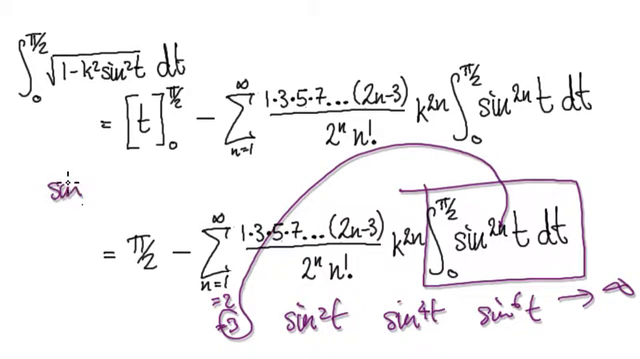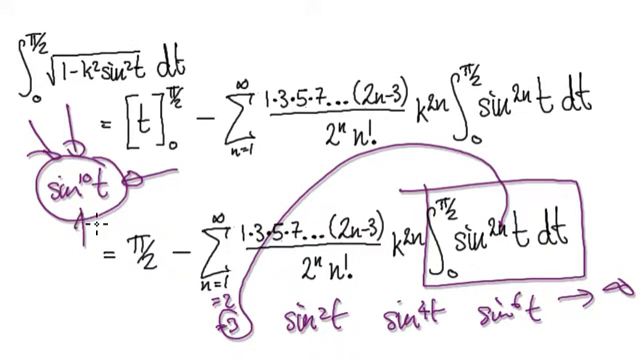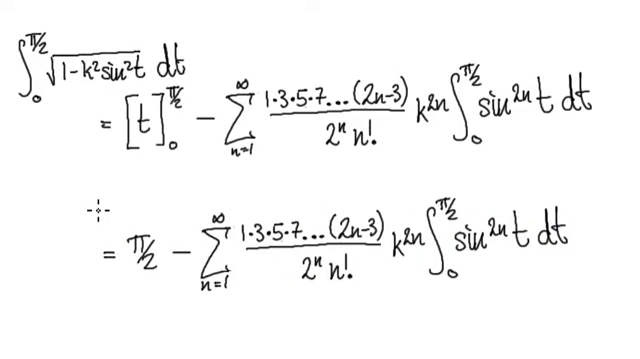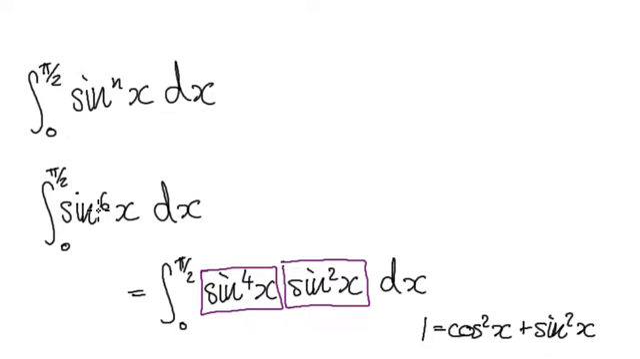So we need a quick way of being able to integrate, let's say, sine to the power of 10t. We need a quick way of integrating something like this. Well, a quick way of doing this would be for us to use the reduction formula. So we've already seen the reduction formula. So before I remind you of what a reduction formula is, let me just give you a simple illustration.